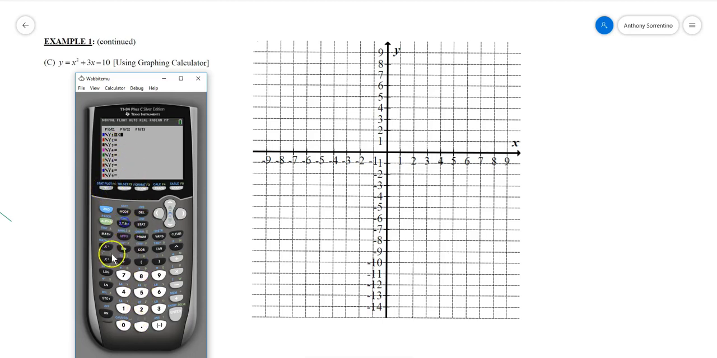So I'm going to have x squared plus 3x minus 10. And now I have that formula written in here.